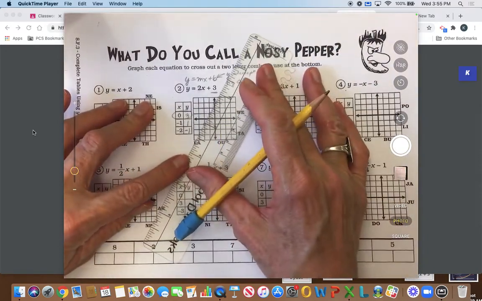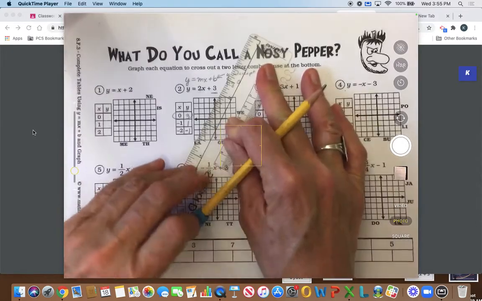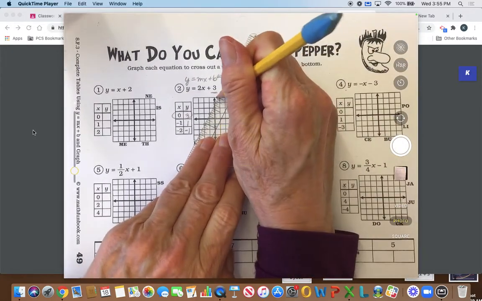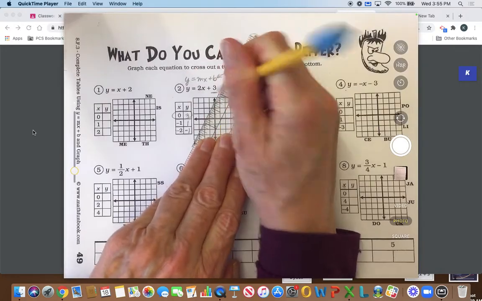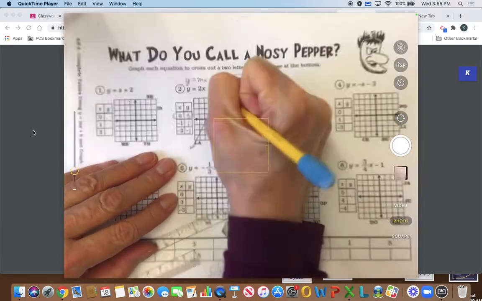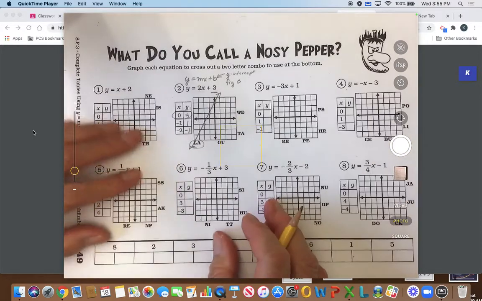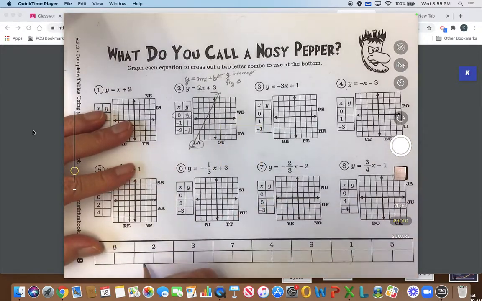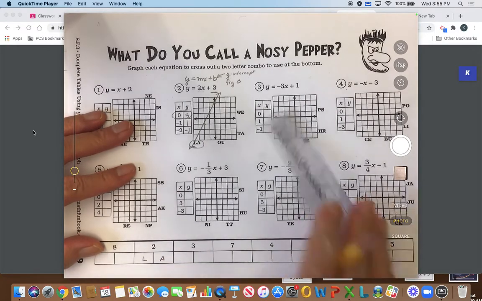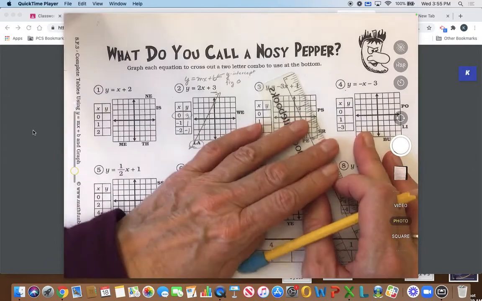And we can draw our line now, and we'll see which of these letters gets crossed out. And it looks like it's these two, LA. So we're going to go down here to where the 2 is and put in those letters, LA. All right, so now let's do 4.